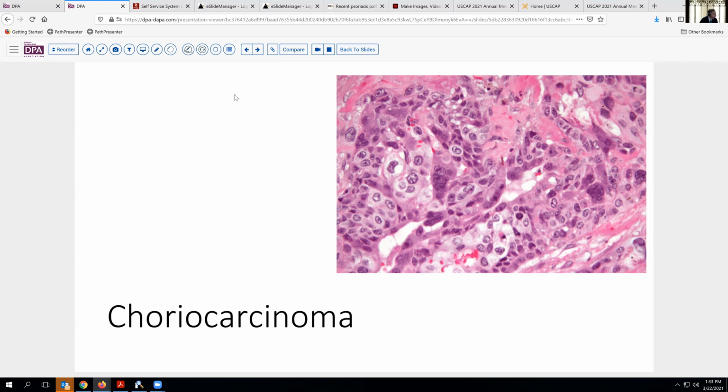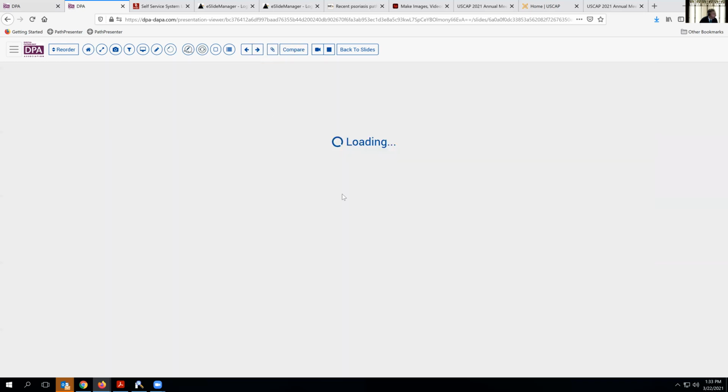We'll conclude with a few cases of choriocarcinoma. As you see here, this is a very malignant-looking tumor with multiple different cell types, slightly clear cells, some multinucleate cells, and a lot of associated hemorrhage in these lesions.